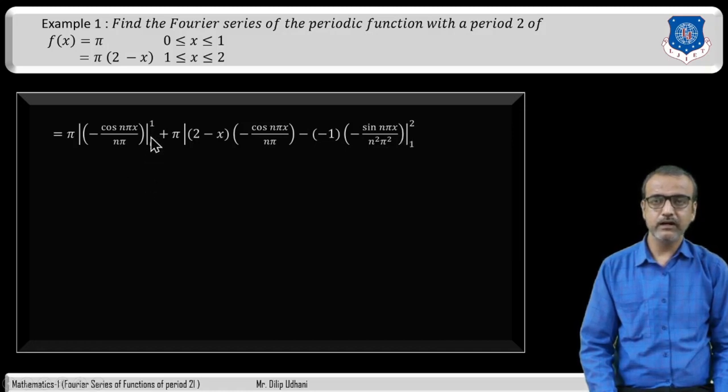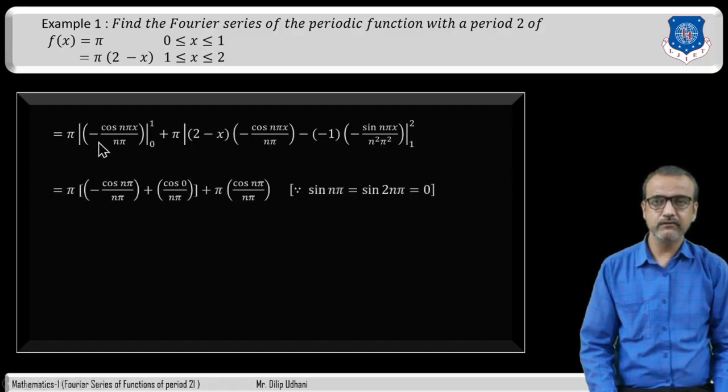Now we will apply upper limit and lower limit to simplify this result. So this pi will be as it is. Now for the upper limit 1, it is minus cos n pi upon n pi. Then after for lower limit 0, it is minus minus plus cos 0 divided by n pi. Then after plus, this pi will be as it is. Now for the upper limit 2, the first term is 2 minus 2 equals 0, so it will be eliminated. Then for the upper limit 2, for this term, it will become sin 2 n pi, and value of sin 2 n pi is 0. So again this term will be eliminated.